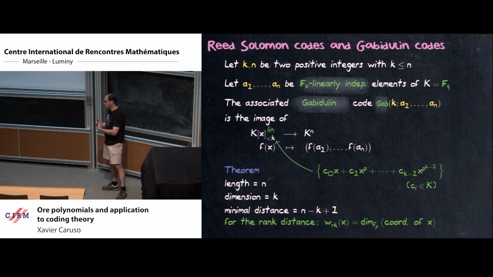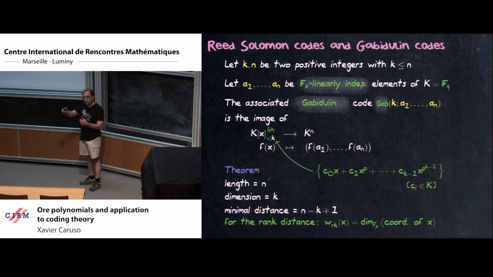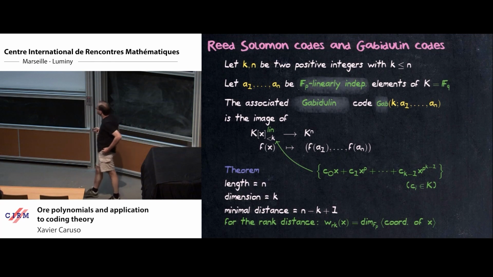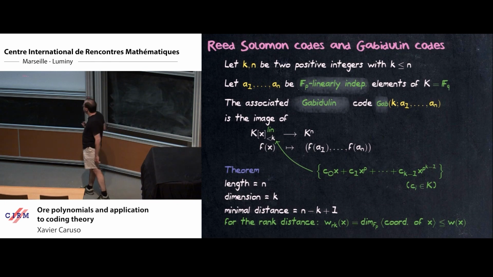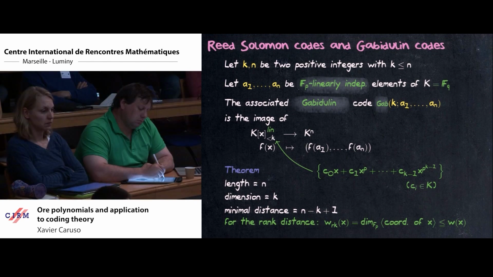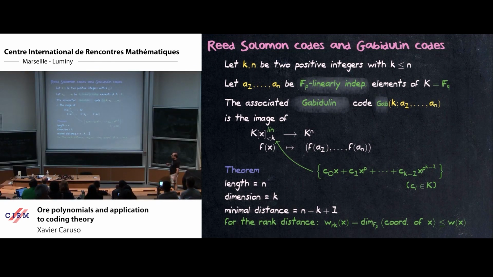So for instance, if you have the vector 1, 1, 1, 1, 1, then the dimension of the span is 1, even if the coordinates are all different from 0. And so this rank distance is not greater than the Hamming distance, because it's rather clear. And so having the maximal possible minimal distance for the rank distance is better than having the maximal minimal distance for the Hamming distance. So it's even better for this.